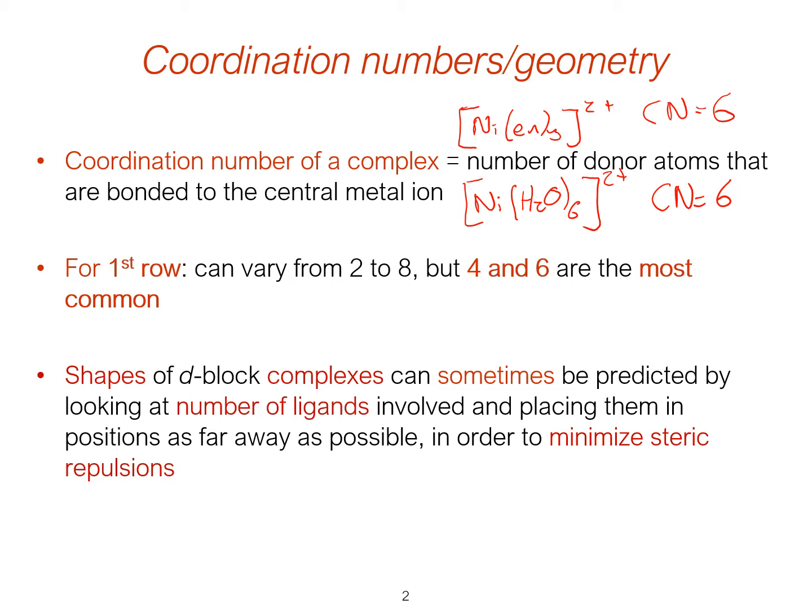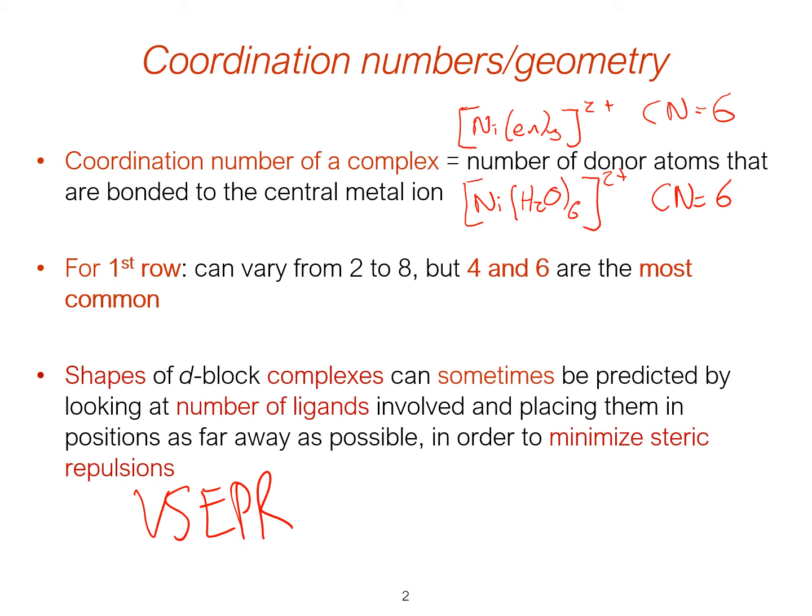And the final thing is how these shapes can be predicted. The shapes of the complexes can sometimes be predicted by looking at the number of ligands involved and placing them in positions as far away as possible to minimize steric repulsions. Now this sounds incredibly similar to VSEPR, something we've looked at a lot for predicting the shapes of compounds. It was taking the electron pairs and placing them as far away as possible to minimize repulsions. So this is kind of exactly like that.